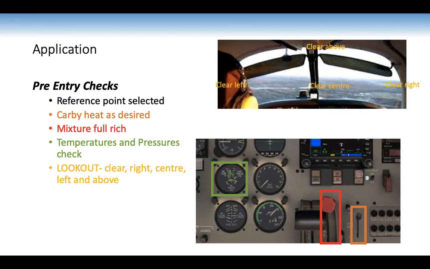So an easy way to imagine this is you're looking inside, then looking outside, then you're going from right to left: carb, mixture, T's and P's, and then you're looking outside to clear the airspace.